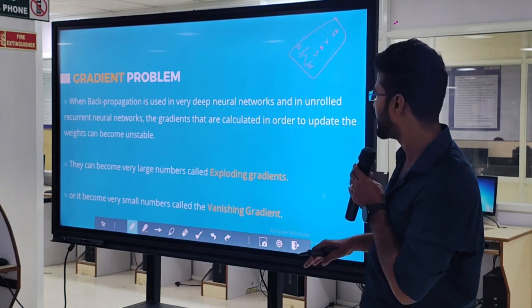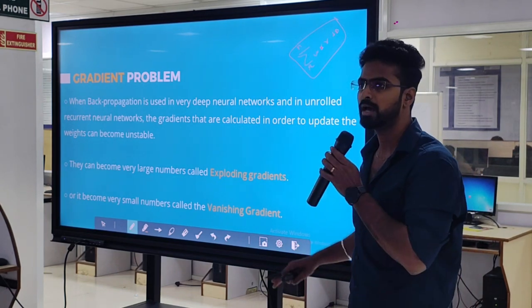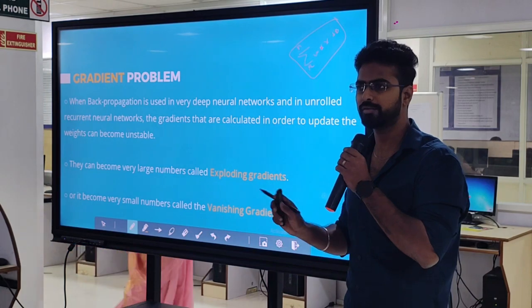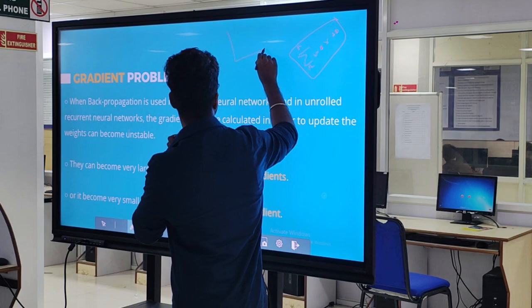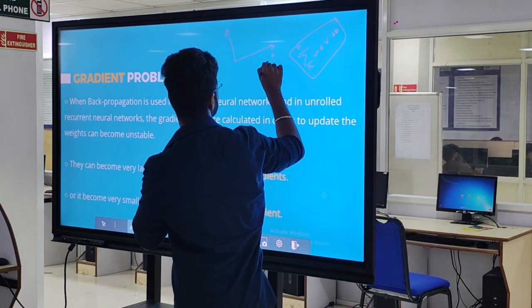We have two different gradient problems: one is the exploding gradient and the other is the vanishing gradient. Exploding gradient and vanishing gradient happen during the time of optimization. Consider this is your X and this is your Y.